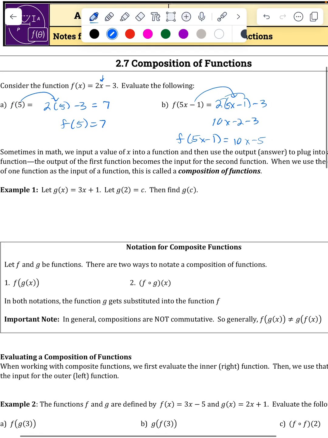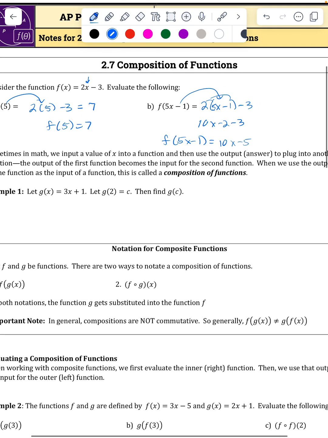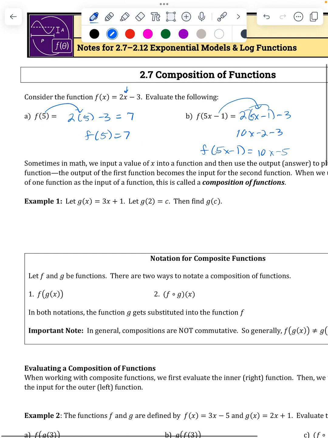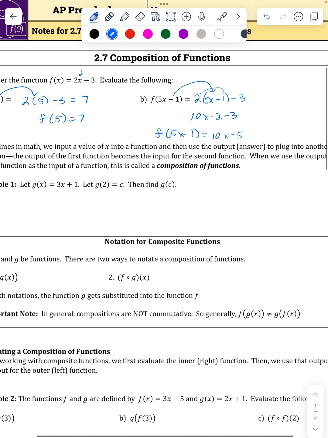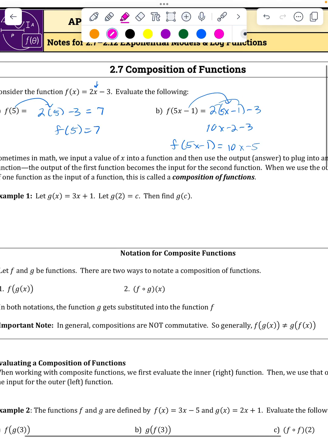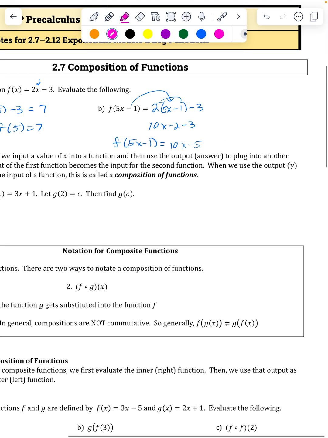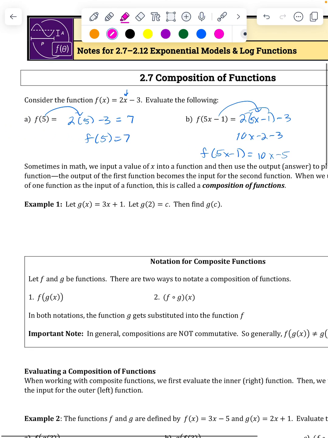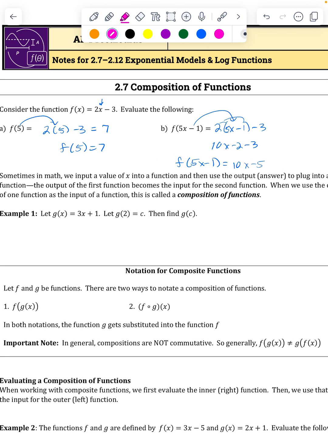Sometimes in math, we input a value of x into a function and then use that output, the answer, to plug into another function. So the output of the first function becomes the input of the second. And when you use the output of one as the input of the other, that is called composition. So this is kind of the gist of what we're doing.